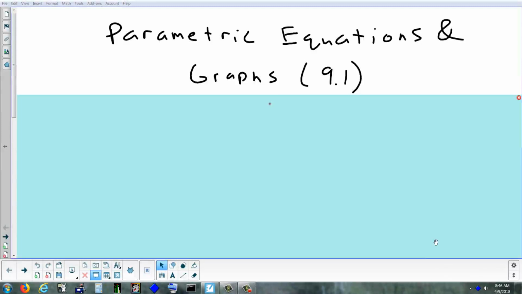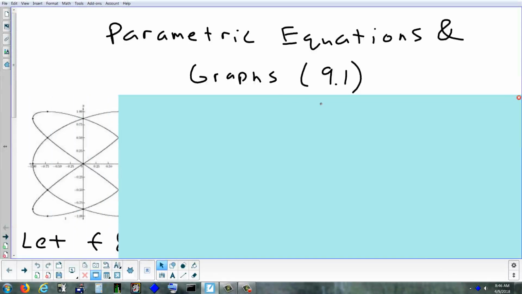Great. So today we're going to start looking at Chapter 9. Okay, Chapter 9, the first part of it at least is on some different ways you can graph things besides just y equals and then typing stuff in. There's other formats that are helpful for graphing different kinds of things.